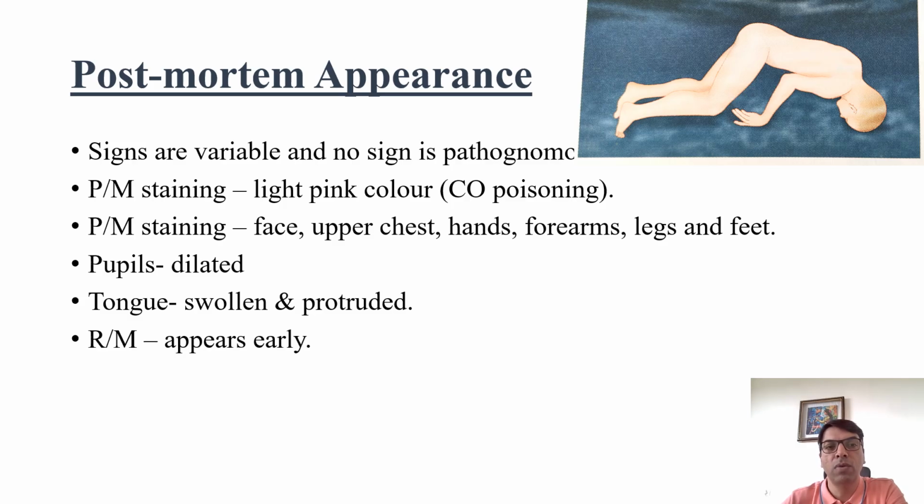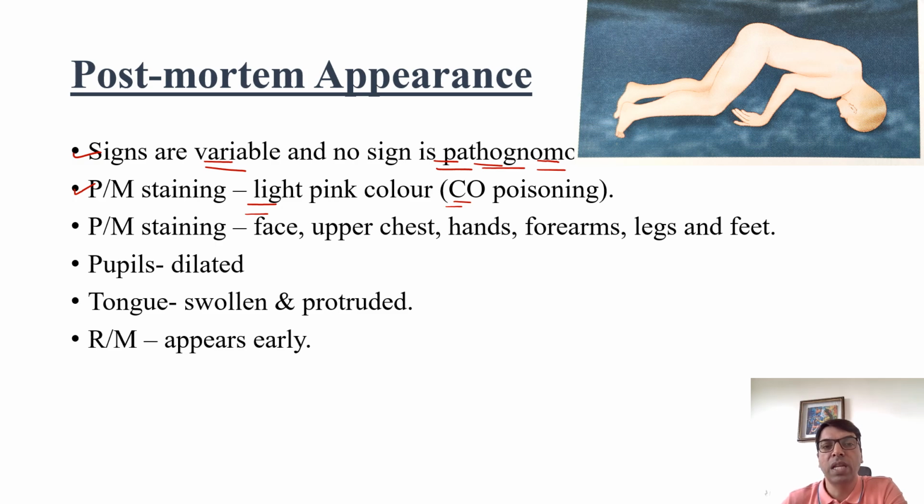The signs in a body which is recovered from drowning are very variable, and there is no sign which is pathognomonic of drowning. That means there is no sign which will differentiate or designate a case to be a case of drowning. So the postmortem staining, which is generally seen in case of drowning, is light pink in color, which resembles at times the postmortem staining of carbon monoxide poisoning, and it is because of the unreduced hemoglobin in the upper layer of skin.